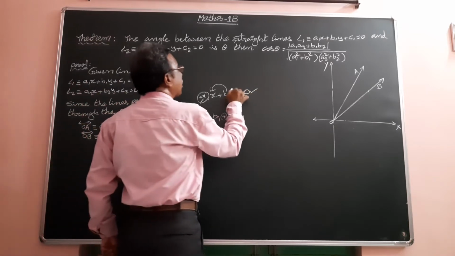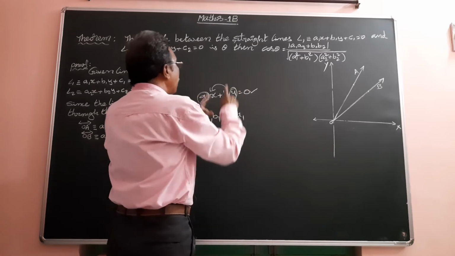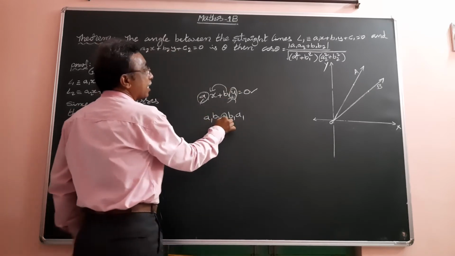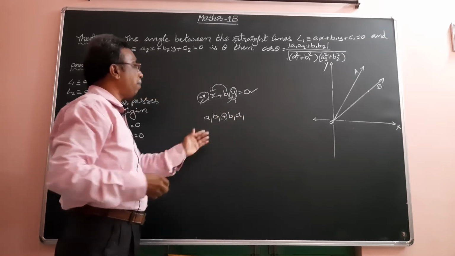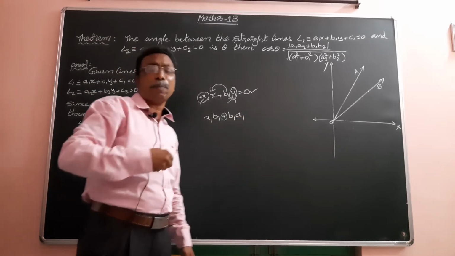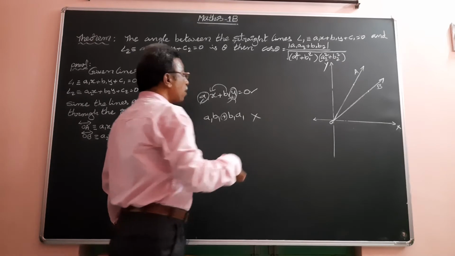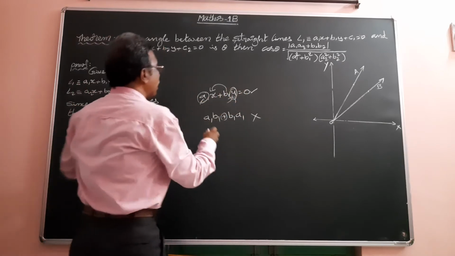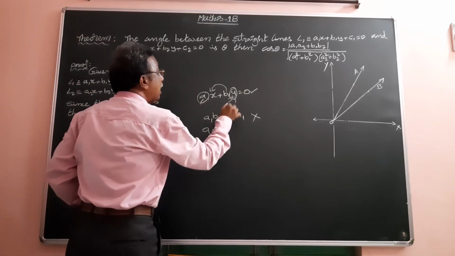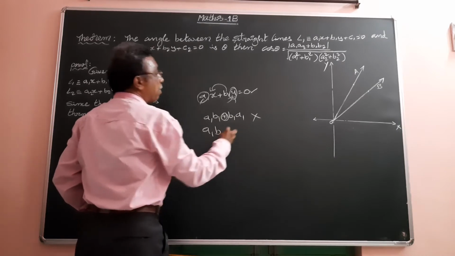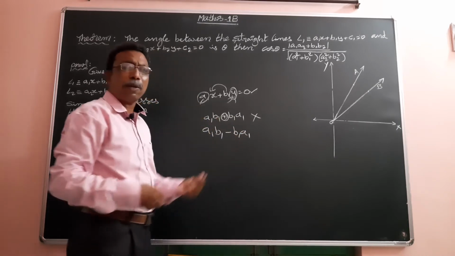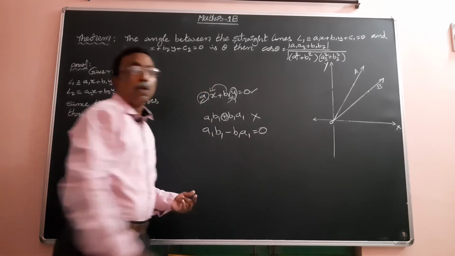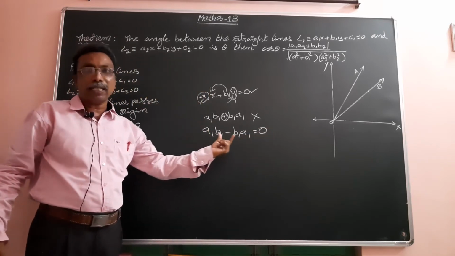Means now for this y value we take minus. Okay, A1 B1 here plus A1 B1. A1 B1 plus A1 B1 means 2A1 B1, which is not satisfied. So equal to 0 means A1 B1, here we want minus B1 A1. A1 B1 minus B1 A1 equal to 0.